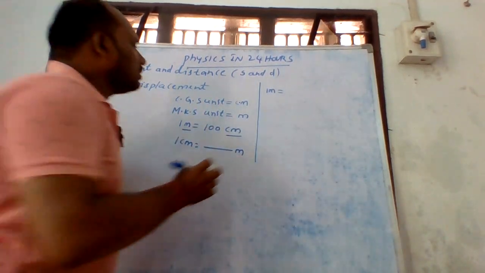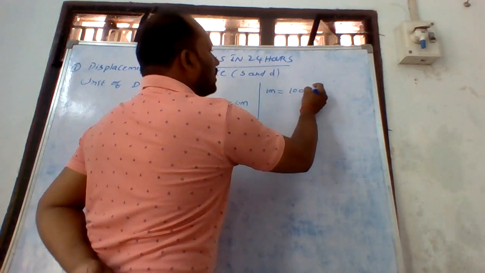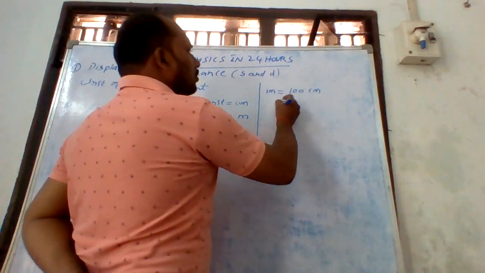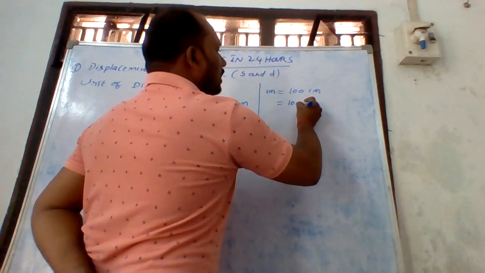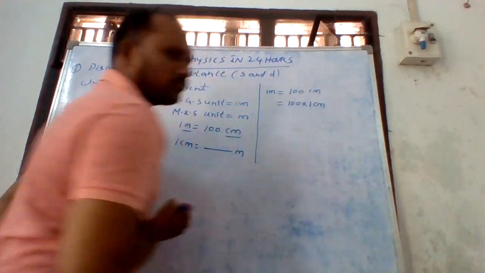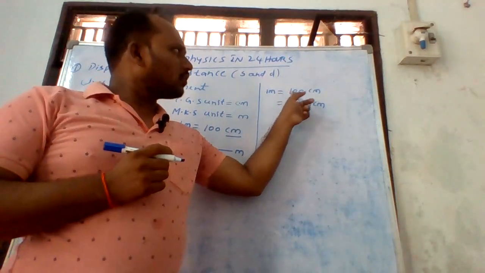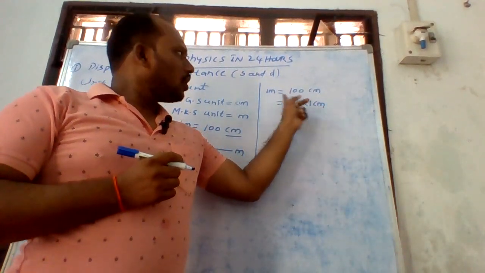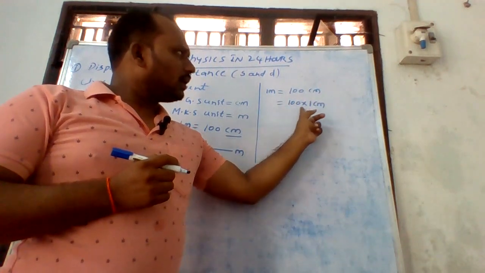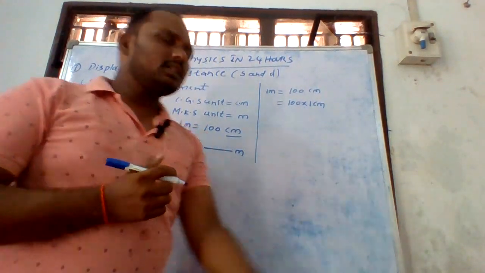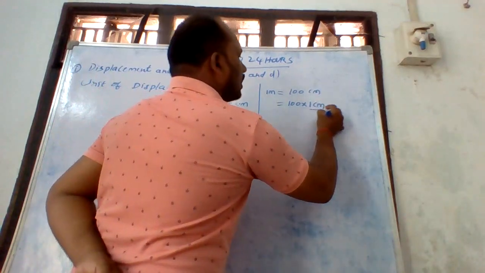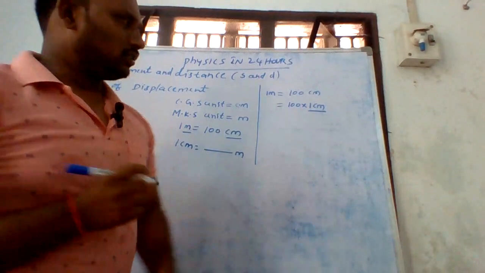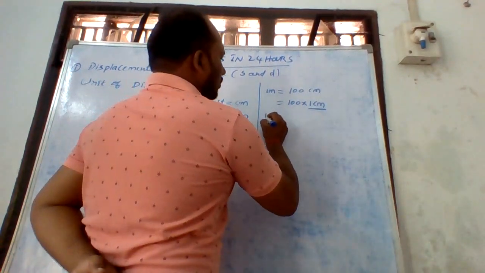1 meter is equal to how many centimeters? 100 centimeters. So how can I write it? 100 into 1 centimeter. No issue? So 1 meter is equal to 100 into 1 centimeter. I want how much? 1 centimeter I want. Don't disturb this 1 centimeter. Keep it like that only.